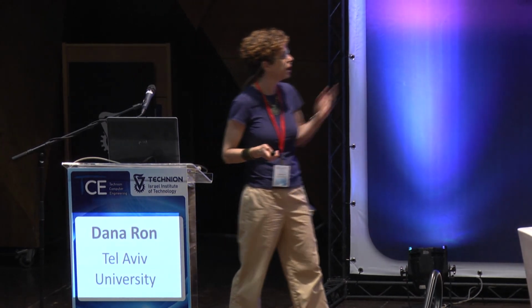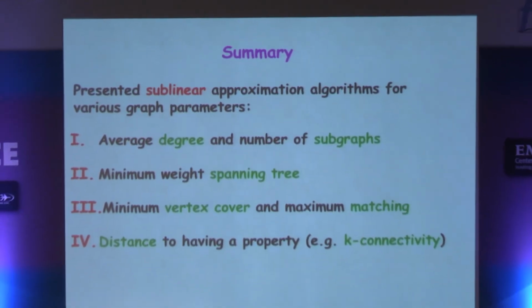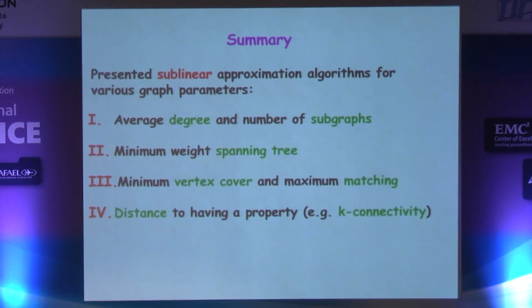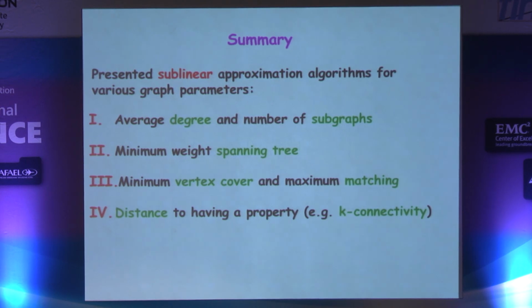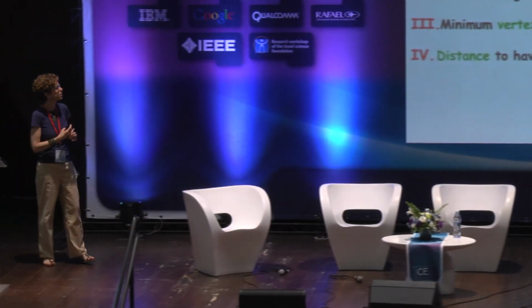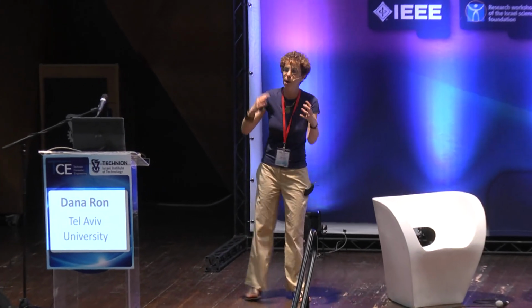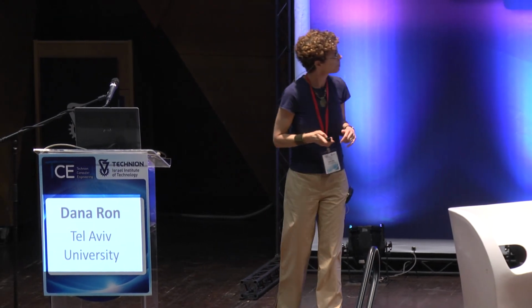And we talked about average degree and number of subgraphs, minimum weight of a spanning tree, vertex cover, and I talked a little bit about the notion of distance to having a property. And the idea, again, is sampling, of course. It's all based on sampling. But then the question is, what do you do with what you sample? What do you do with what you cannot sample? So here we saw an example. If something is very small, in some cases you can just ignore it. It's not always the case, but in some cases it is, as we saw here. And the question is, how do you combine the knowledge that you got from sampling in order to get the correct estimate? Thanks.